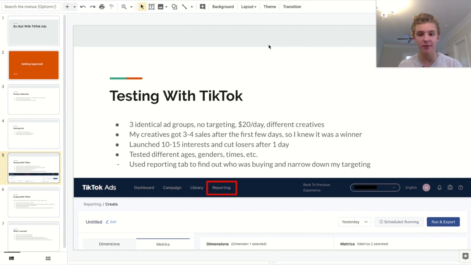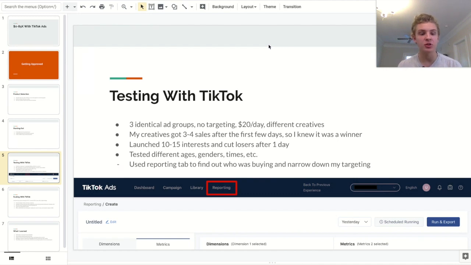So what I did from there was I just launched 10 to 15 interests, just single interests with not touching anything else as far as targeting goes. I used the best creative that I had found from my 3 original tests, and I just cut losers after they spent money for 1 day. So essentially, once they would spend $20, if they didn't get a purchase, I would go ahead and cut them. My break even for this product was around $20, so it ended up working out pretty well.